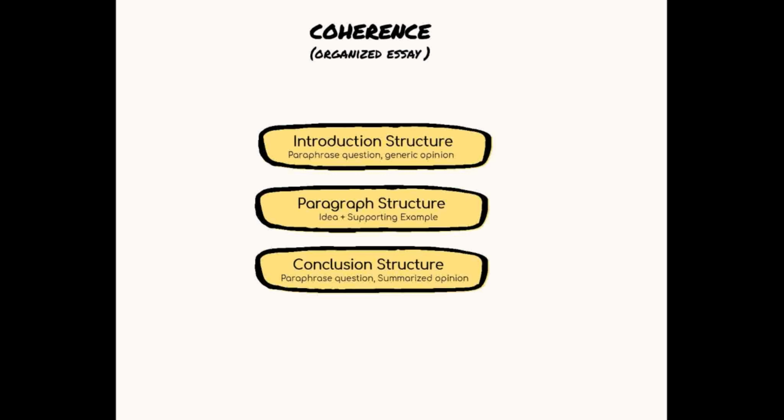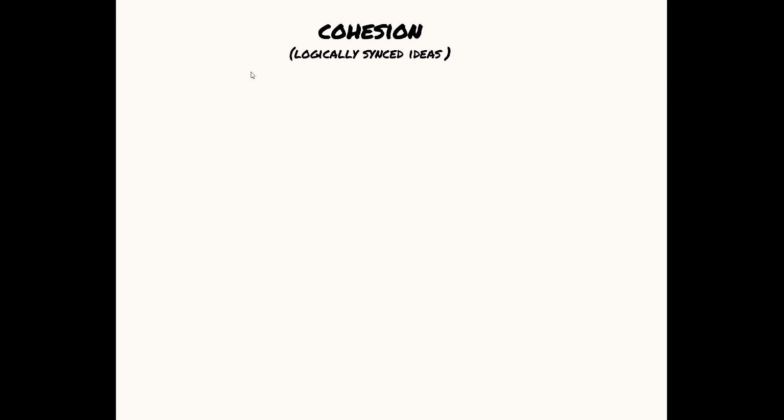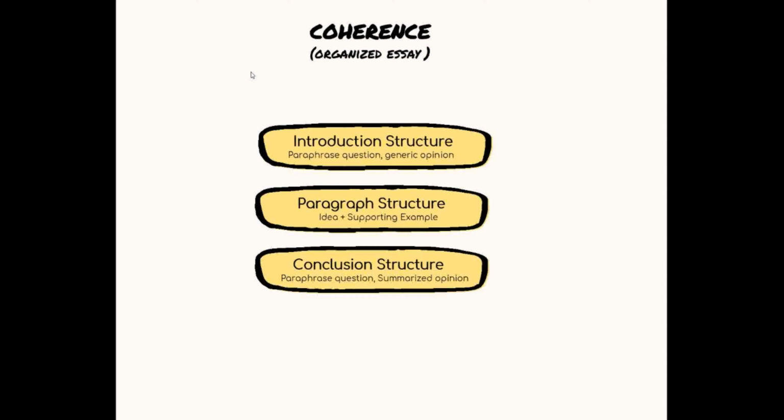Third is conclusion structure. You will again paraphrase the question, but you will not use the same words that you used in your introduction. You will write it in a different sentence structure using different synonyms, and you will summarize your opinion that you followed throughout the essay. Let's see what you need to do in cohesion. Cohesion basically means that your ideas have to be logically synced with each other, whereas coherence meant that your essay needs to be organized. So let's understand cohesion.